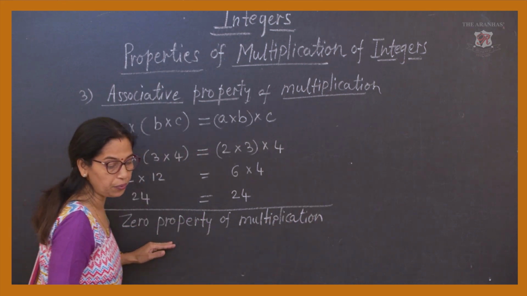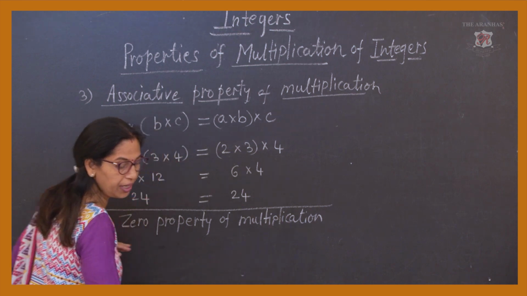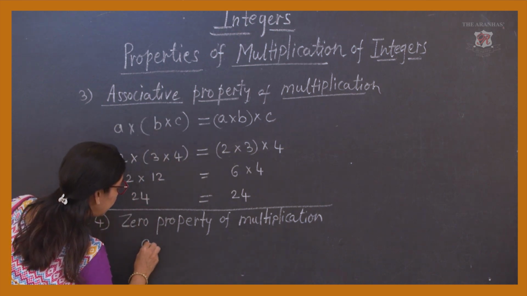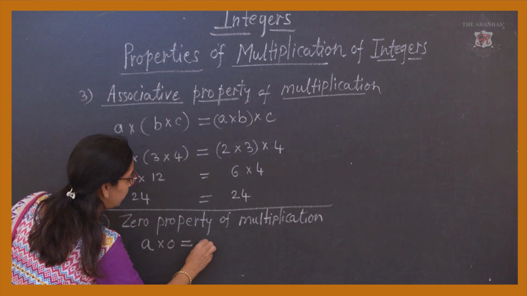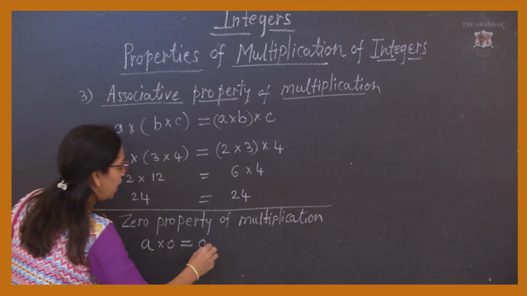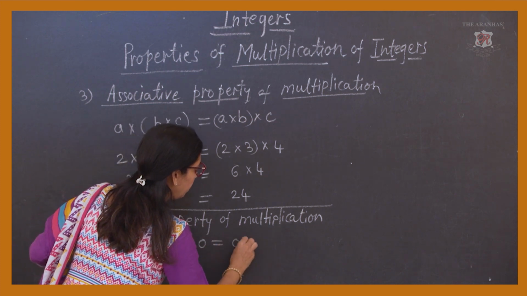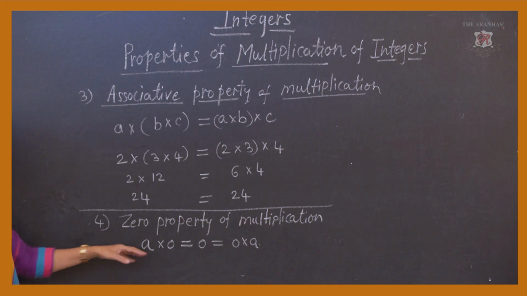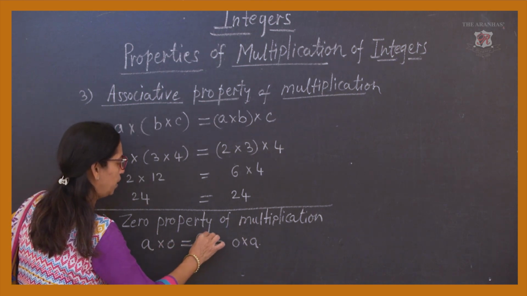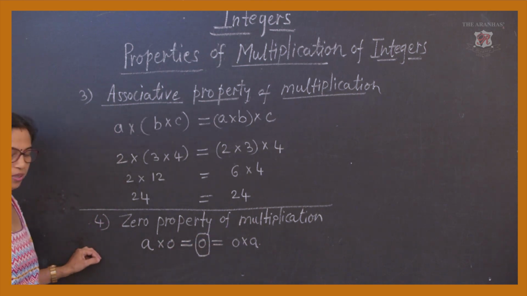And this you have to see: whenever we are multiplying any integer a with 0, we can write 0. It is one and the same that we have seen before. So the answer is here 0, that we have to remember.